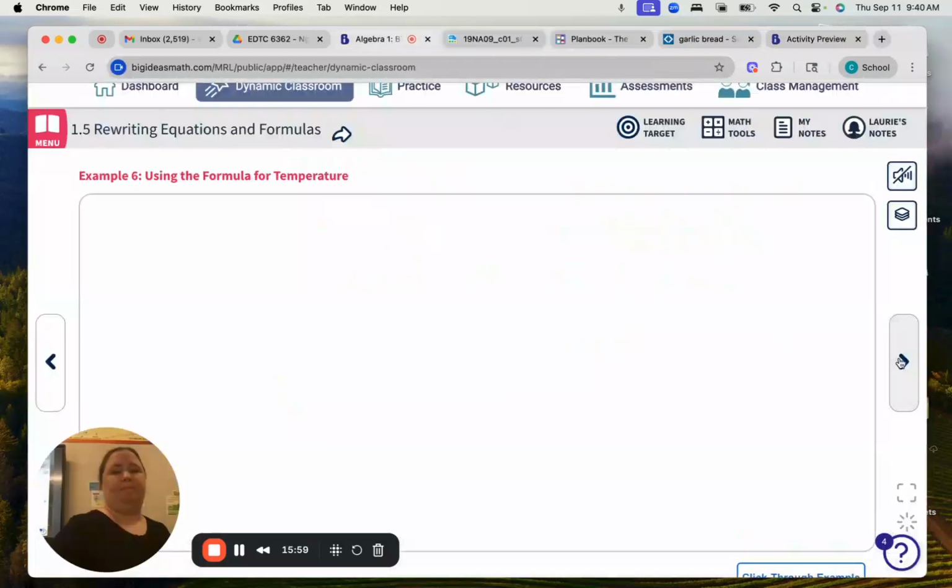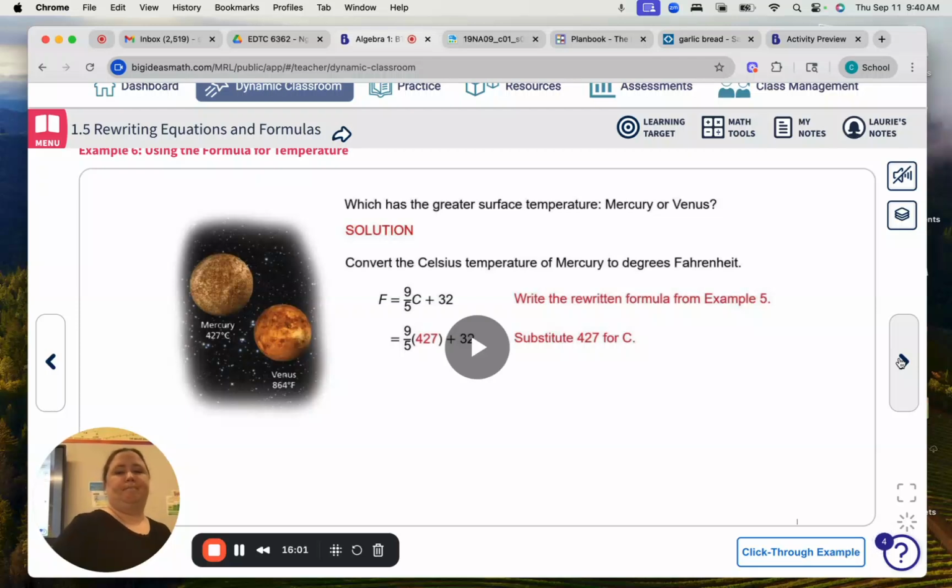Okay, so on this, I'm going to let you guys watch the video on this one because it's literally plugging in one of the temperatures. So they know the temperature for Mercury and they want to know what it is in Fahrenheit. See how the two planets have different Celsius and Fahrenheits? So you're comparing which one's hotter. Okay, so y'all can go watch that later. Let's do example 7.